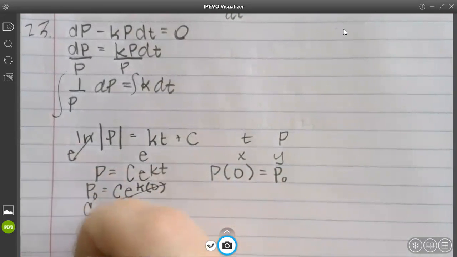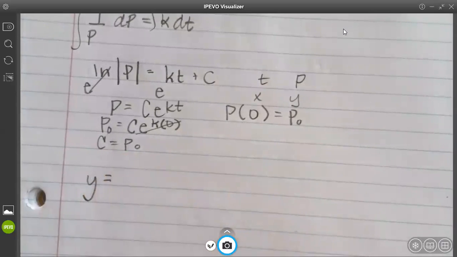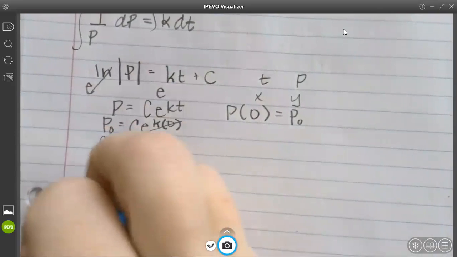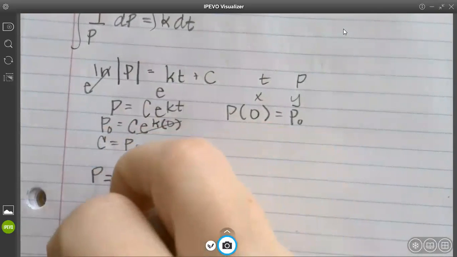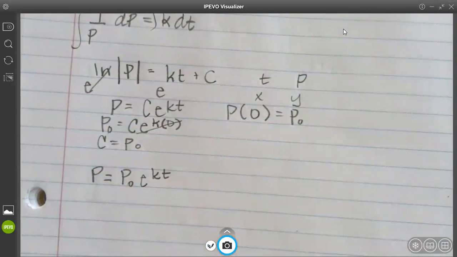So C is the same thing as P sub O. So when I write my equation, Y equals, or P equals, sorry, I'm going to change that C to P sub O, e to the KT. And that is my answer. That's all you do. So the P sub O made it look weird. It was actually a pretty easy question. Very good. All right. Make sure you turn these homeworks in. 6-2 and 6-2.